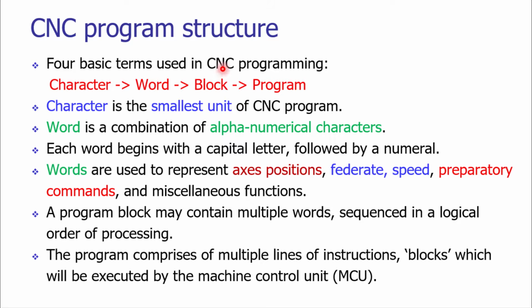So let us look at the CNC program structure. The CNC program basically has 4 different types of elements. The program itself is made up of various blocks. The blocks are made up of words, and words are made up of characters. A character is considered the smallest unit of the CNC part program. The characters are nothing but the various alphabets, the various numerals, and the various special characters that we use to write a typical CNC part program.